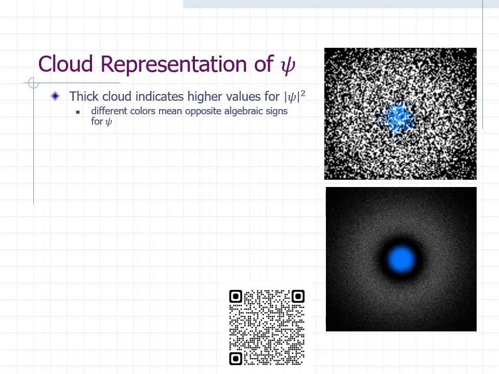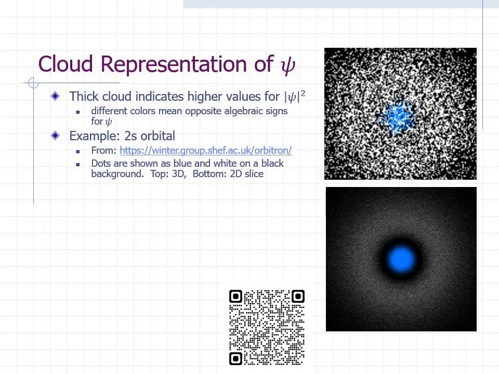The example shown here is for a 2s orbital and was generated from Professor Winter's Orbitron website. The cloud is color-coded blue and white on a black background. The figure on top tries to convey the information in 3 dimensions. The bottom figure is a 2-dimensional cross-section of the top figure. Recall that a 2s orbital has 1 radial node. This radial node is a spherical surface separating the blue and white dots. In the 2-dimensional cross-section, the radial node is a circle.